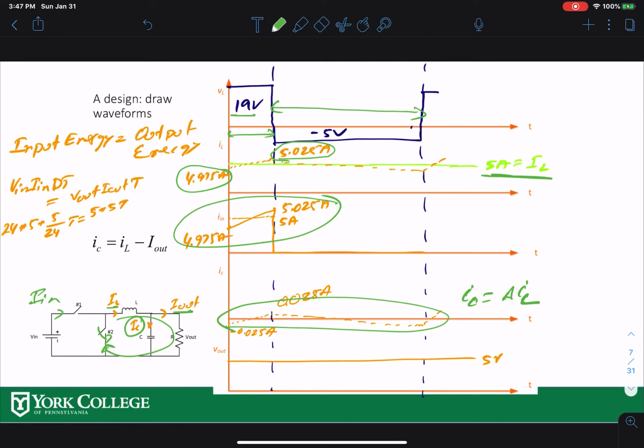And output is 5 volts for now, because we didn't design the capacitor yet. We're going to design the capacitor and come back and do the output voltage. So for now, we have the average output voltage is 5 volts. And I also mentioned one thing over here.